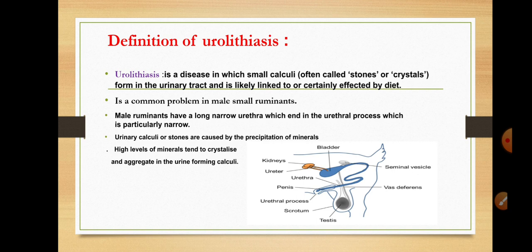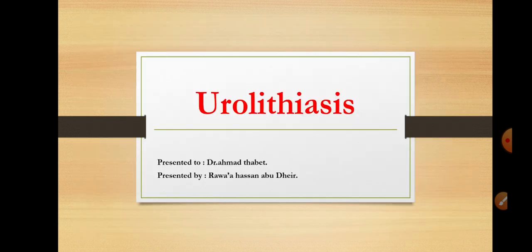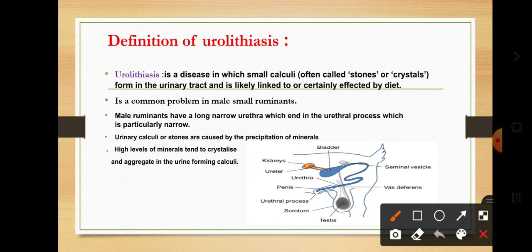Urolithiasis is the most common problem in male small ruminants, and this is because male ruminants have a long, narrow urethra, and at the end of this urethra we have the urethral process, which is particularly narrow. So fine calculi often form in the urinary system but are often excreted with the urine. However, in males, they can become trapped and block the normal flow of urine.